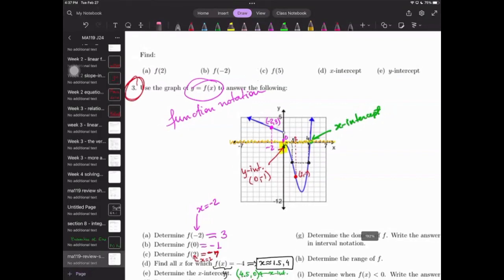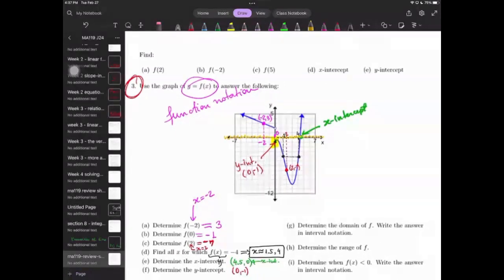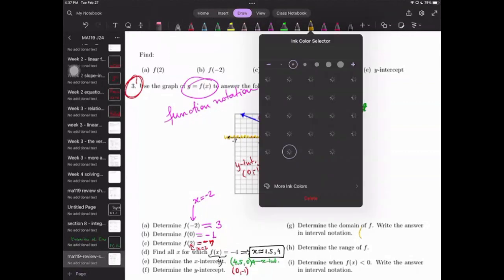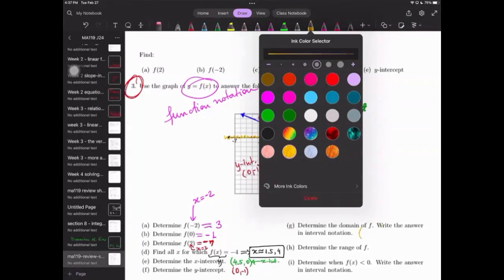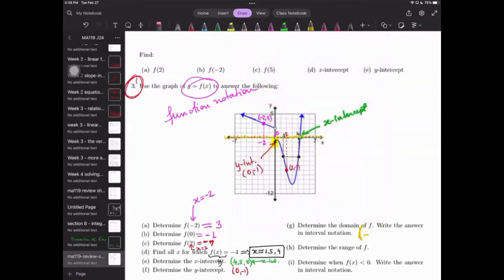So domain is everything. So the way we write this for letter G, we're going from negative infinity to positive infinity. Okay, and I have to use parentheses on both sides because it's infinities, right? So we never put a square bracket. We never enclose infinity because there is no number to be enclosed there.